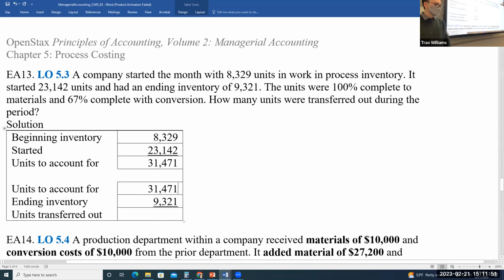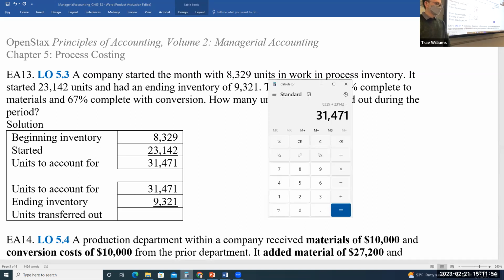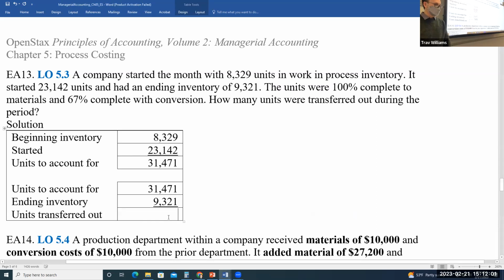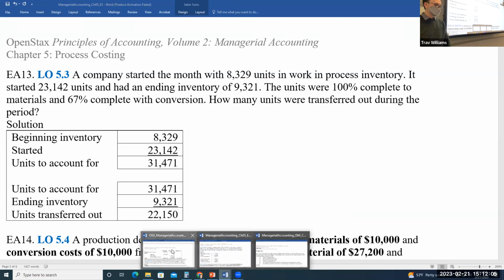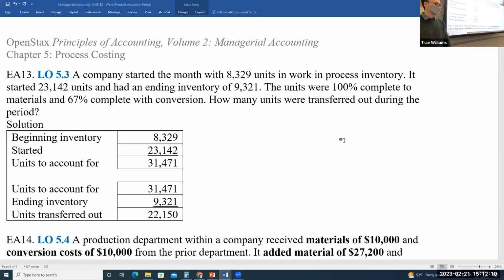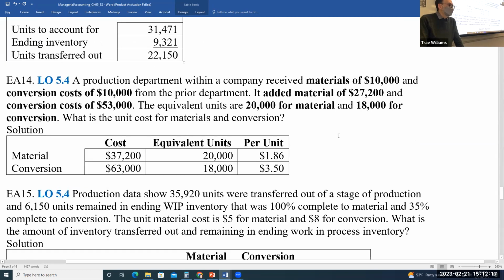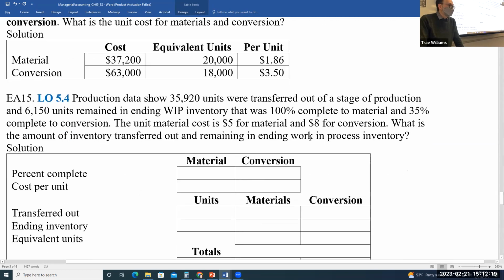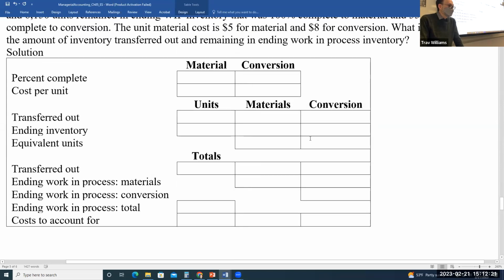How do we get units transferred out? We subtract the ending inventory, right? And that'll tell us how much got transferred out. So 22,150. Okay. Questions? We did 14 already. Okay, 15.